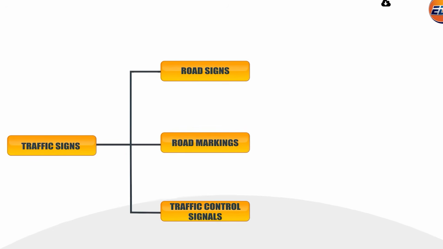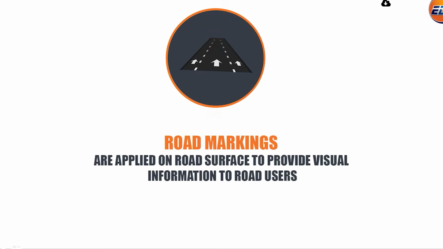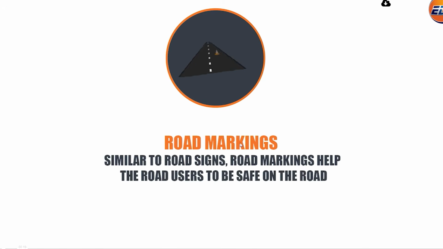In this module, you will learn about the road markings, which are the second division of traffic signs. Road markings. Road markings are applied on road surfaces to provide visual information to road users. These help to control and regulate the flow of traffic. Similar to road signs, road markings help the road users to be safe on the road.